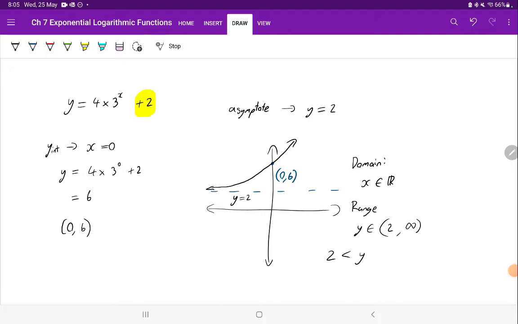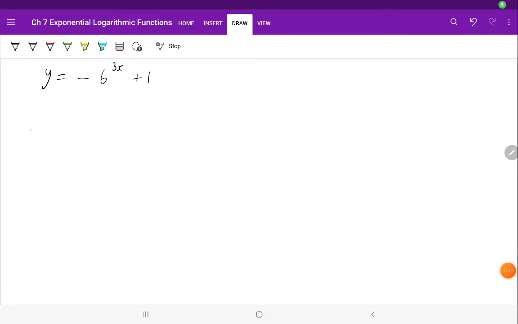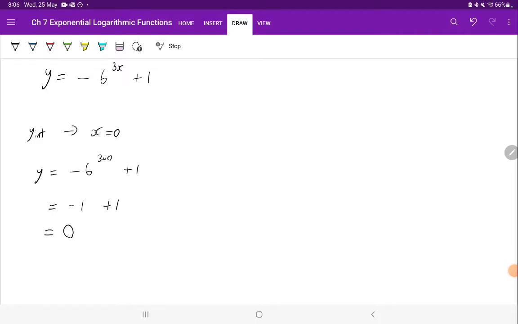Alrighty, let's look at one more and then we'll move on. For this function, the y-intercept is when x equals 0. We get y is equal to negative 6 to the 3 times 0, plus 1. So it's negative 6 to the 0, which is negative 1, plus 1. And so we get an intercept at 0. Cool, haven't had that before. So we've got (0, 0). In fact, we now know our first x-intercept we've worked out so far, because it just happens to be a y-intercept. Our asymptote is going to be 1.